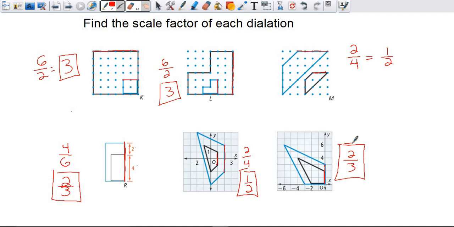So a scale factor for each dilation is shown. Make sure you understand that, and look forward to seeing you in the next class.